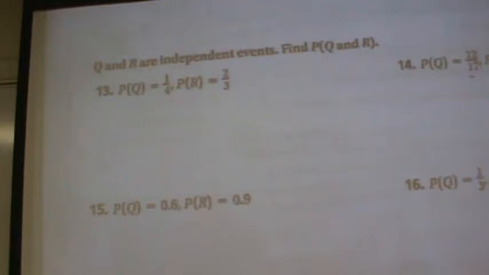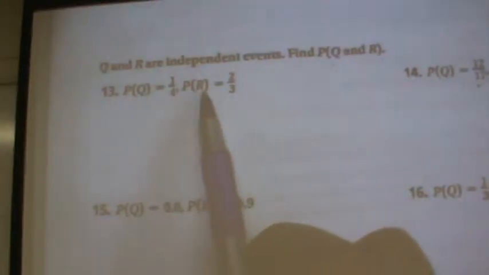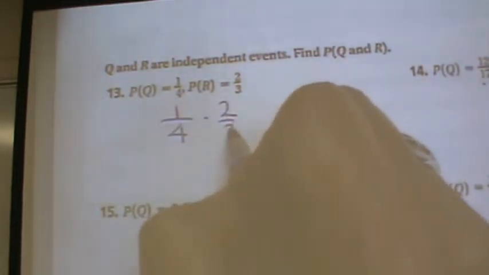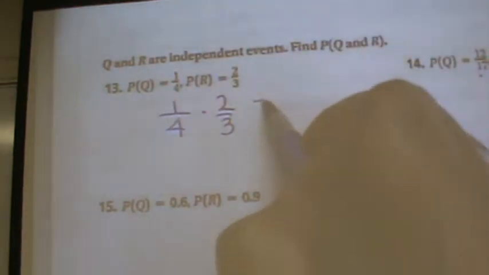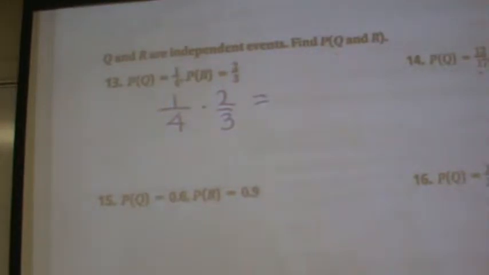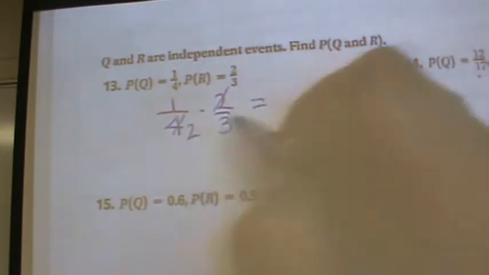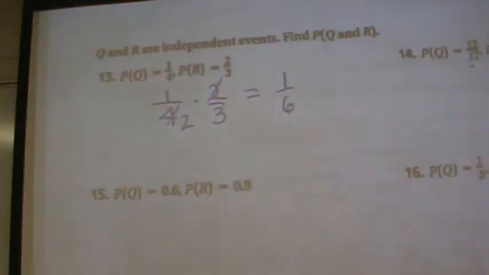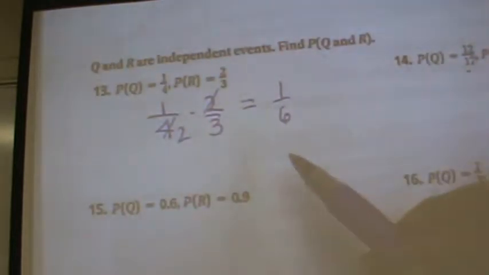These are all independent events. So what would you do if you were asked to find the probability of Q and R? All you would do is take these individual probabilities and do what with them? Multiply them. Tell me what you get. 1/6. You are correct. Now, make sure you understand that this number is a reduced fraction.